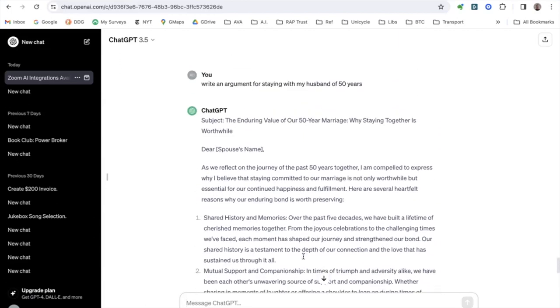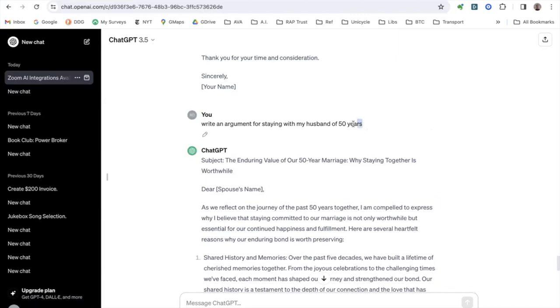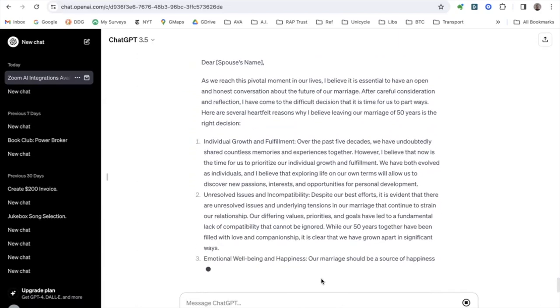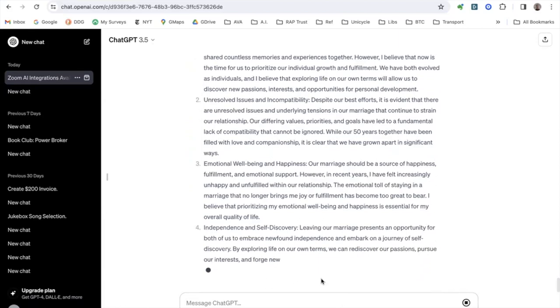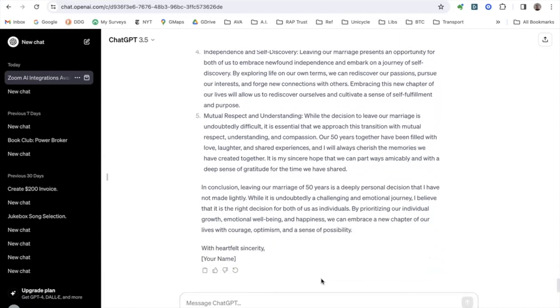Okay. Staying with my husband of 50 years, maybe we'll make it leaving. Let's make it leaving, because that's too easy, right? It's all the societal stuff. Something that takes some emotional intelligence. It's a decision I have not made lightly. While it is undoubtedly challenging... and I really hope very few people get this message, you know.